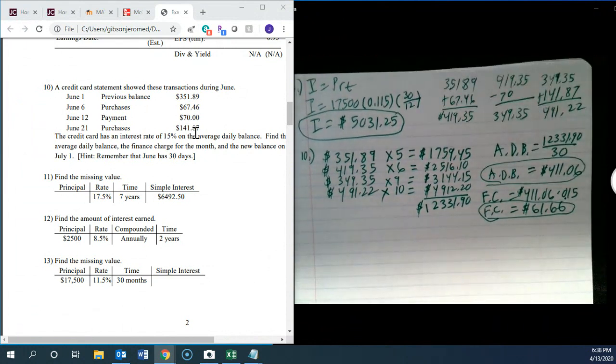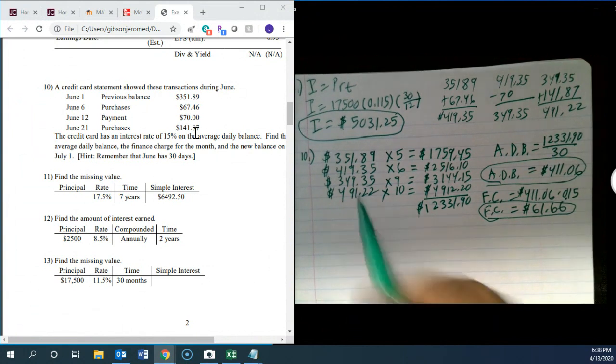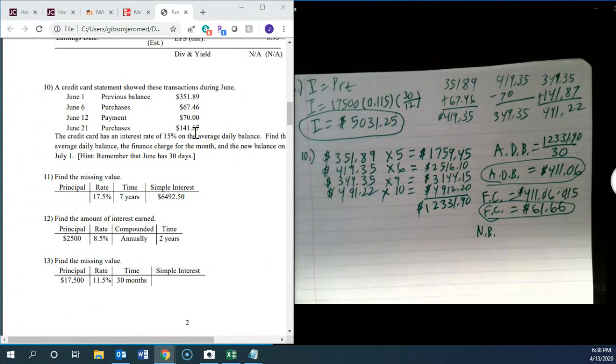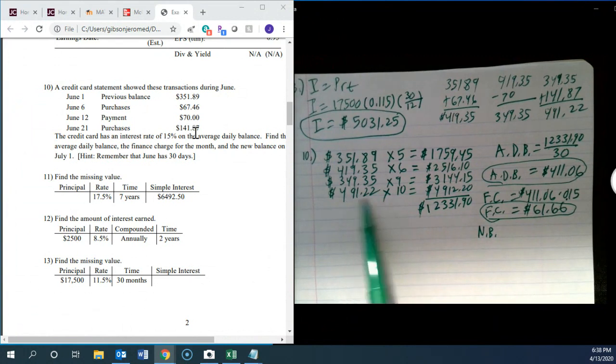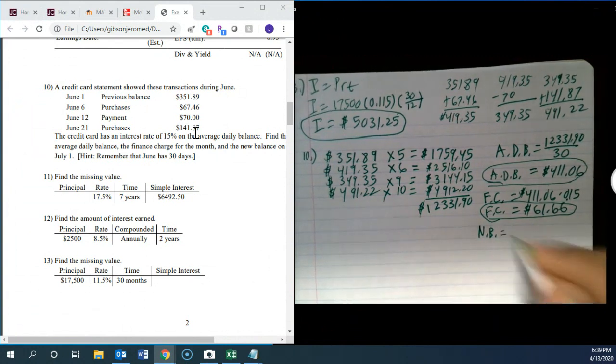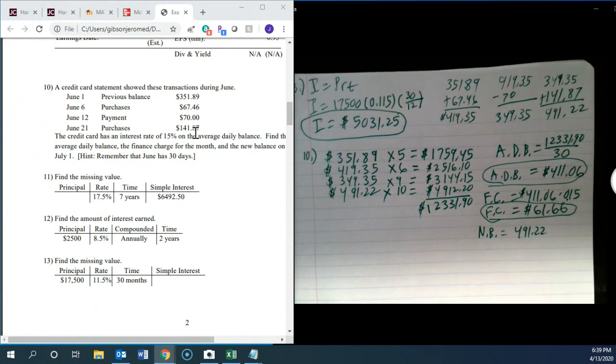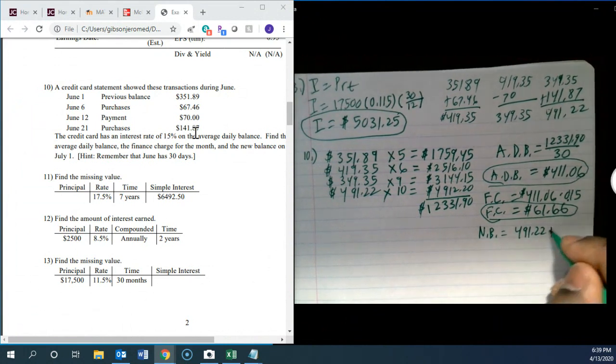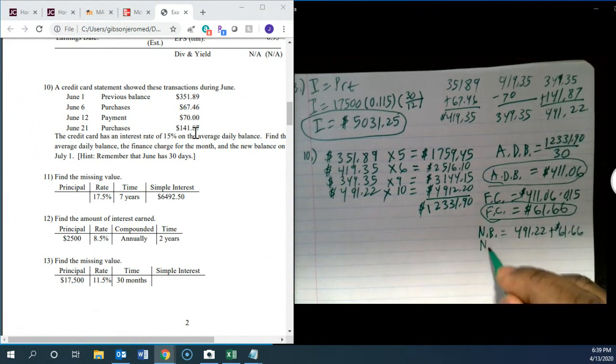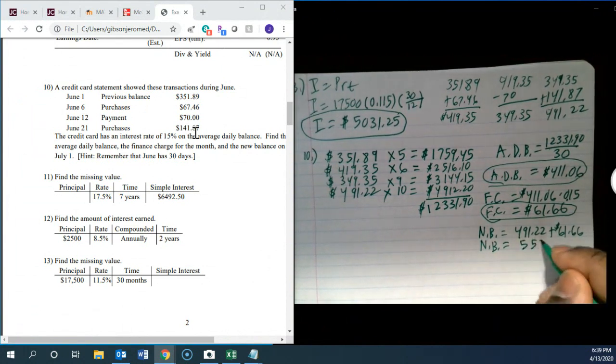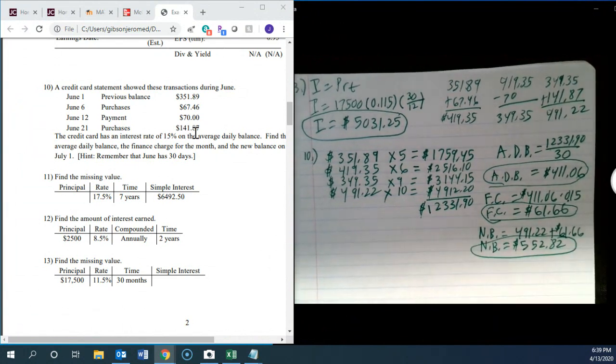Now, the last thing that we have to find out is what our new balance would be on July 1st. So to find our new balance, and I'll put that as NB for new balance, we would take the last amount for the month, which is the $491.22, and add the finance charge to it, which is $61.66. So our new balance would equal $552.82. So that is problem number 10.